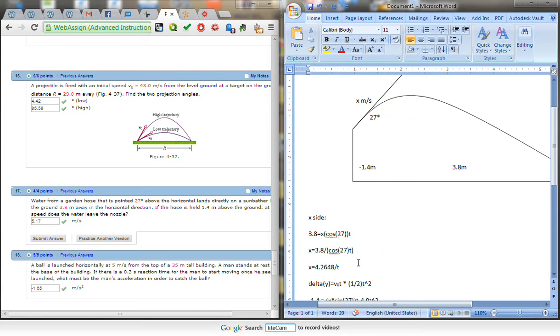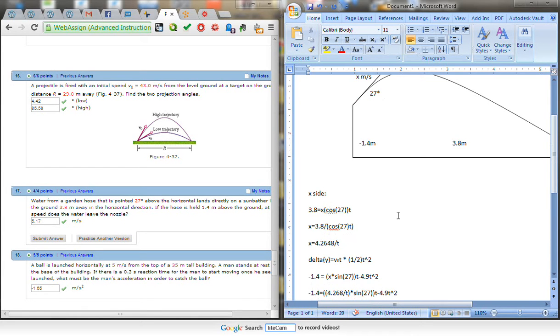So on the x side, first we have to solve for x as a function of time. So here we have 3.8 equals x cosine 27 times t, because distance equals speed times time. Here there's no acceleration, so we can use this very simple function. And we can isolate the x by dividing the 3.8 by cosine 27 times t. And you can calculate cosine 27 on your calculator, and you'll get that x equals approximately 4.2648 over t meters per second.